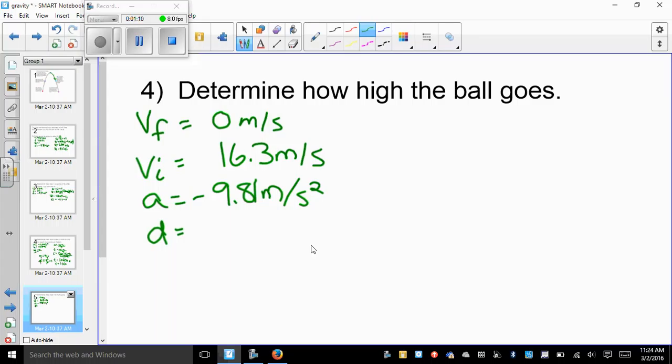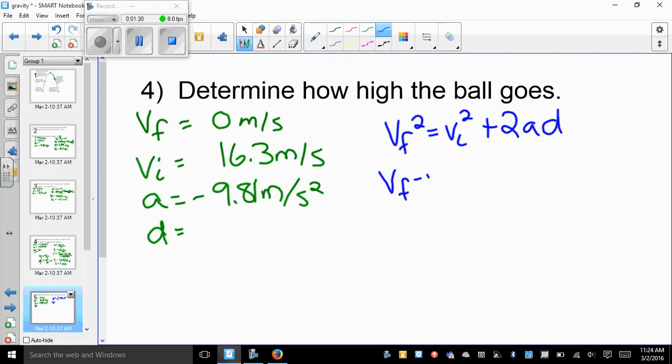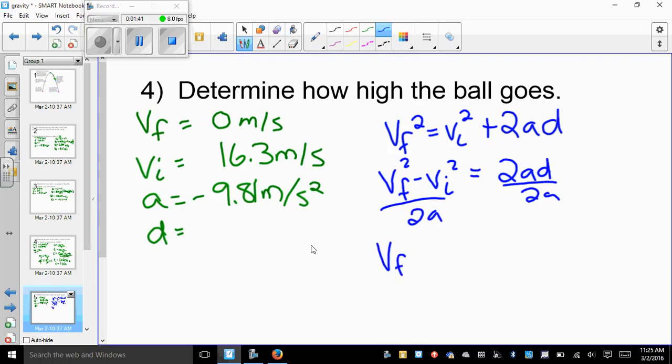And I found one. And the formula that I'm going to use is V final squared is equal to V initial squared plus 2AD. Okay, I need displacement all by itself. So I'm going to subtract V initial squared from both sides and then divide by 2A. So I have the formula V final squared minus V initial squared all divided by 2 times the acceleration is equal to the displacement.